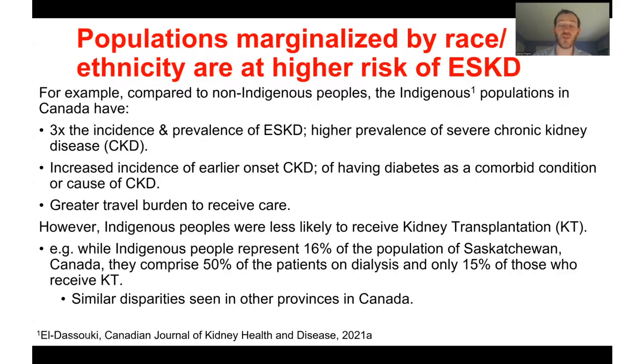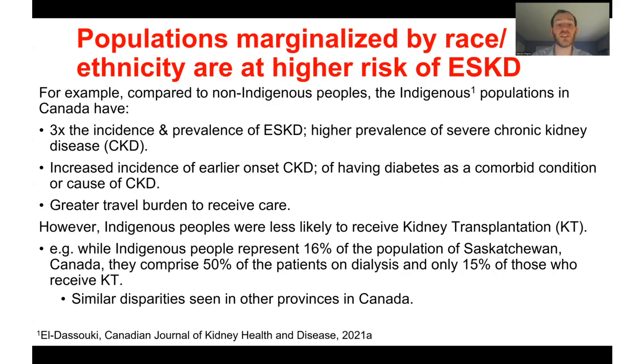For example, with respect to Indigenous peoples, compared to non-Indigenous peoples, the Indigenous populations in Canada have 3 times the incidence and prevalence of end-stage kidney disease. They have a higher prevalence of severe chronic kidney disease, increased incidence of earlier onset CKD, and of having diabetes as a comorbid condition or cause of CKD. They have a greater travel burden to receive care.